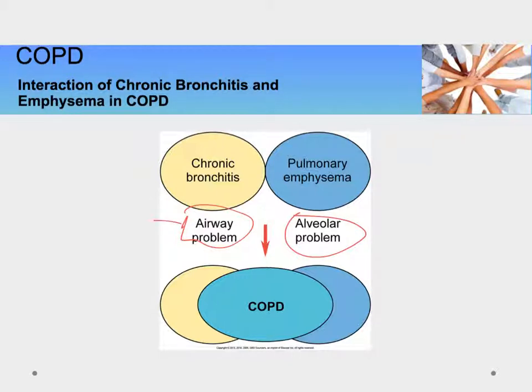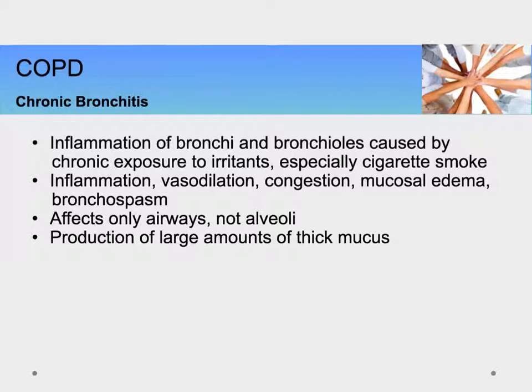It causes the airway problem because of the chronic inflammation in the bronchioles, and then it also damages it at the alveolar level as well. I said most of this already about what chronic bronchitis is. It's inflammation of the bronchi and the bronchioles caused by chronic exposure, typically cigarette smoke. It's inflammation, vasodilation, congestion, and a lot of it is this large amount of thick mucus.